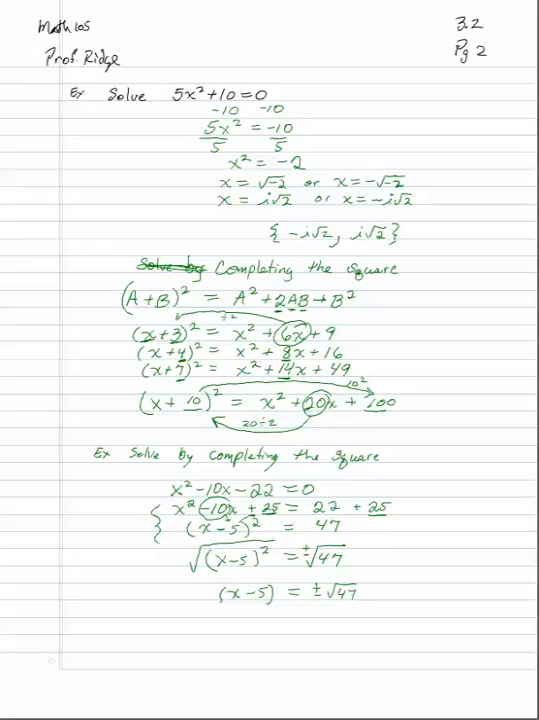And then we want to get x by itself, so just add 5 to both sides. And since 5 and square root of 47 are not like terms, we can't combine them, so we just write them down: 5 plus or minus square root of 47. And don't forget, that's just shorthand for 5 plus square root of 47, comma, 5 minus square root of 47, if I write it in set notation. Okay, so that's completing the square. Let's try a couple more.